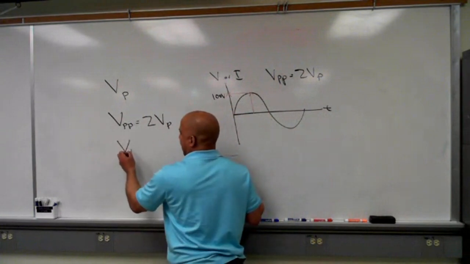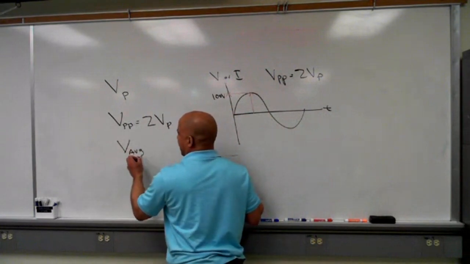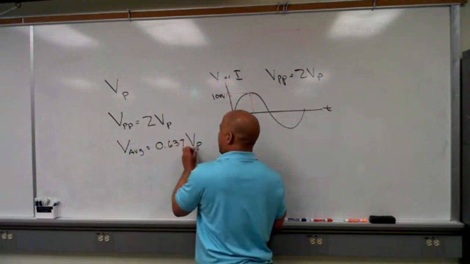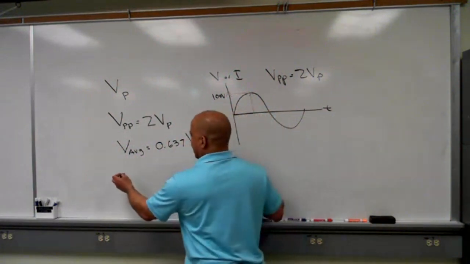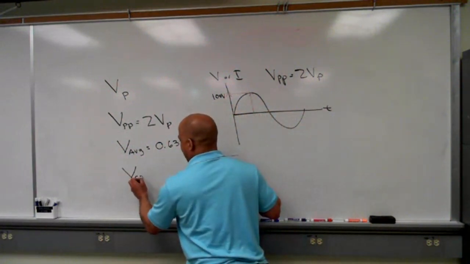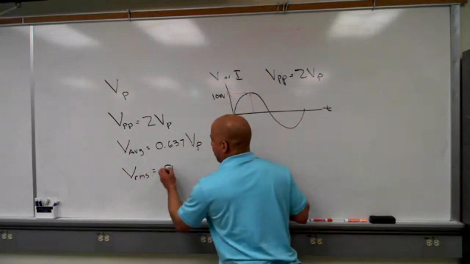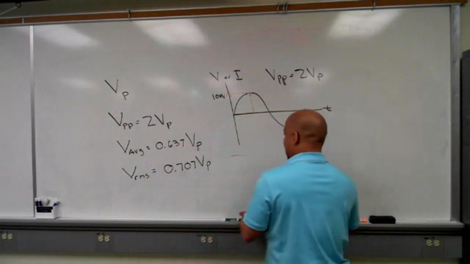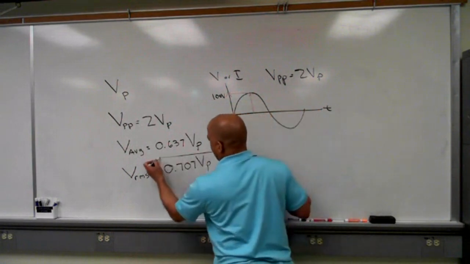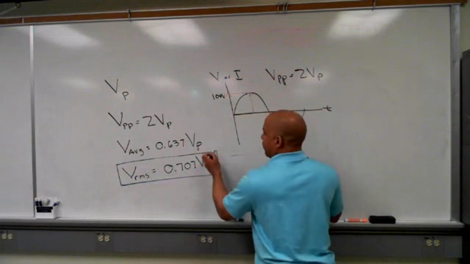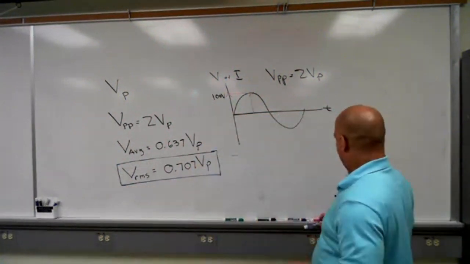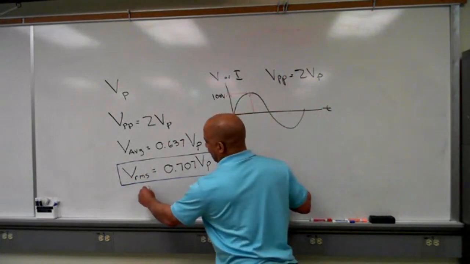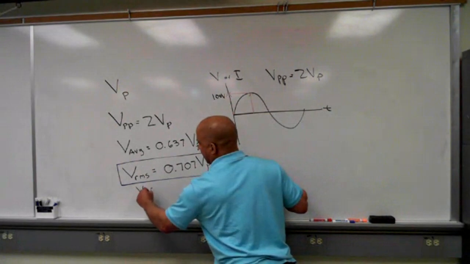I gave you the equation for the average value. I'll give it to you again. It's 0.637 times the peak value. But the most important one is VRMS. VRMS is equal to 0.707 times the peak value. This is the one I really want you guys to know. This one's the important one. You might write yourself a note, this is also called the effective value, V effective.